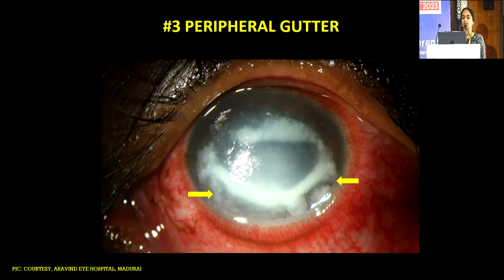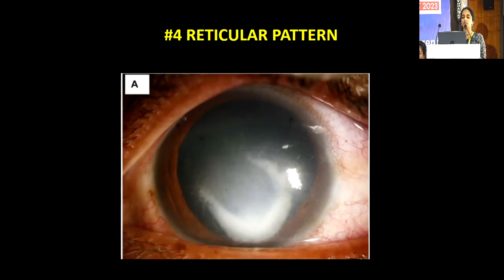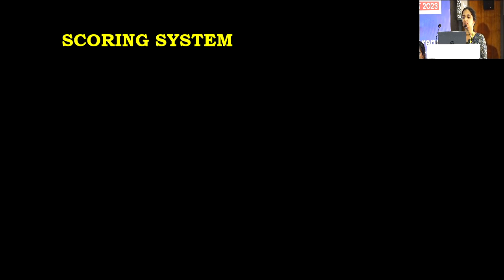Thirdly, a peripheral guttering or furrowing or thinning, which is similar to a peripheral ulcerative keratitis pattern, is one of the clinical signs that suggests a pythium instead of a fungal keratitis. Lastly, we have a reticular or lace-like or network-like pattern, which again suggests a pythium keratitis. So these are the clinical clues.